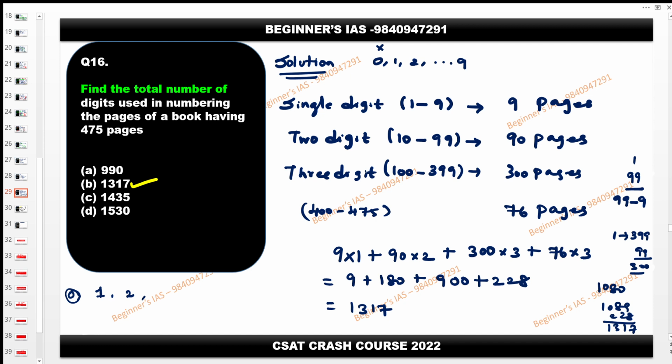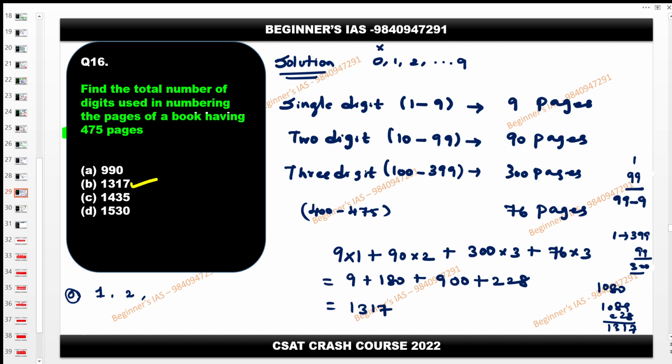So listen. Find the total number of digits used in numbering the pages of a book having 475 pages. How to understand this question? First of all, take a 475 pages book. You need to identify how many total digits are used to number it. The book always starts with page number 1. So, the solution.